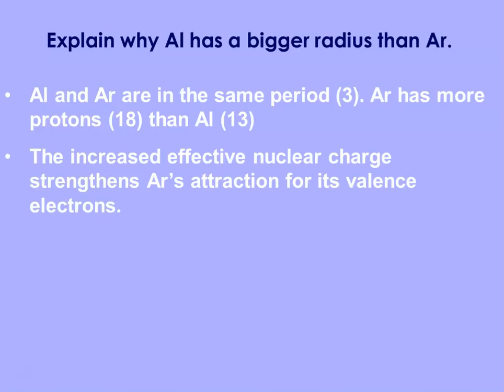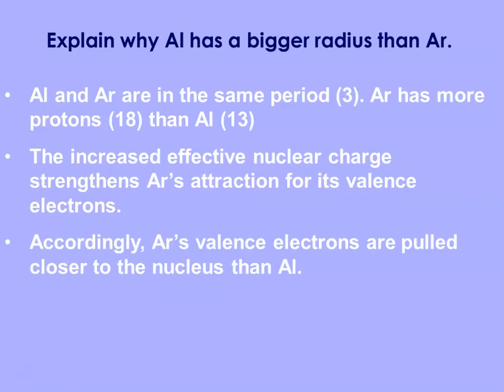The increased nuclear charge, having more protons, strengthens argon's attraction for its valence electrons. Or if you were going to look at it from aluminum's side, the decreased effective nuclear charge weakens aluminum's attraction for its valence electrons, and because there's a weakened attraction, the valence electrons are able to move away from the nucleus more than they were with argon. Or if you were going to answer this question from argon's perspective, argon's valence electrons would be pulled more tightly to the nucleus due to that increased attraction.